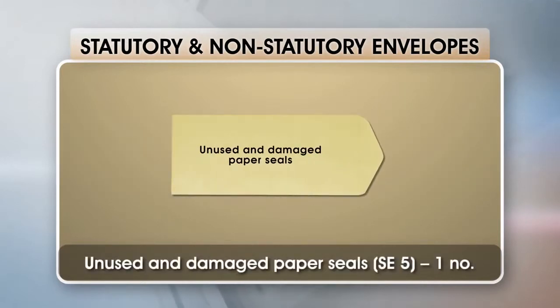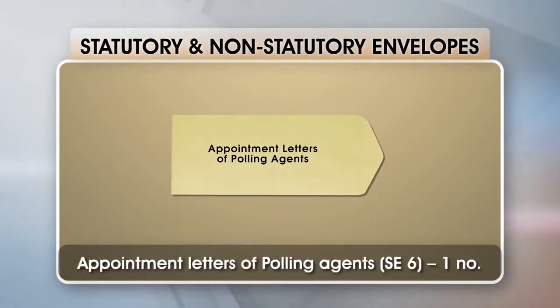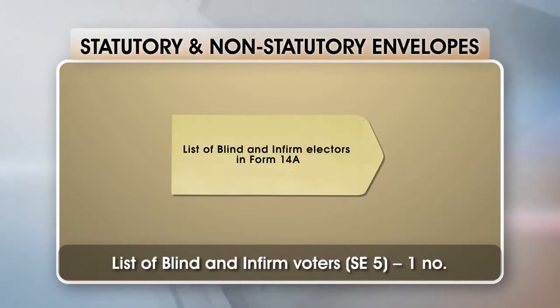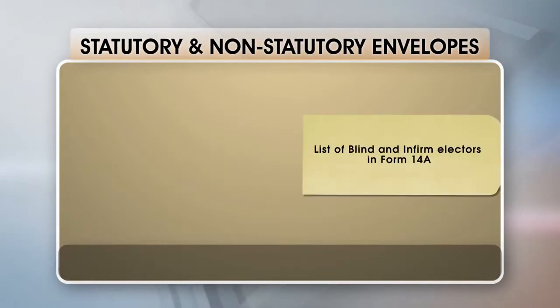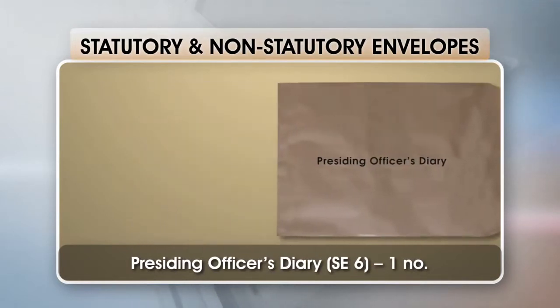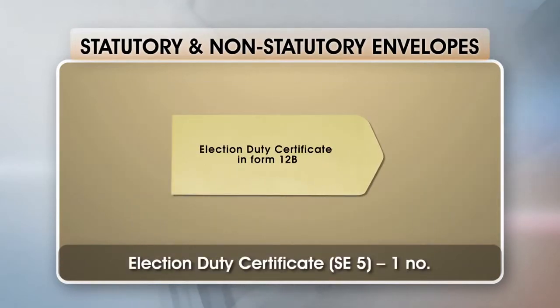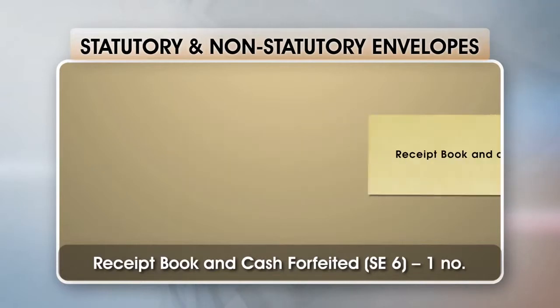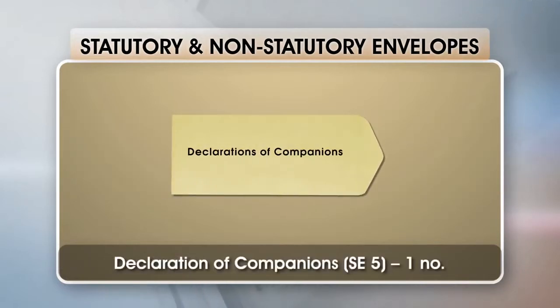For unused and damaged paper seals, SE5, 1 number. For appointment letters of polling agents, SE6, 1 number. For list of blind and infirm voters, SE5, 1 number. For presiding officer's diary, SE6, 1 number. For election duty certificate, SE5, 1 number. For receipt book and cash forfeited, SE6, 1 number. For declaration of companions, SE5, 1 number.